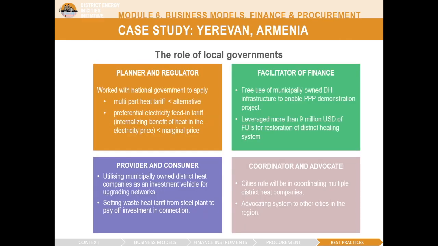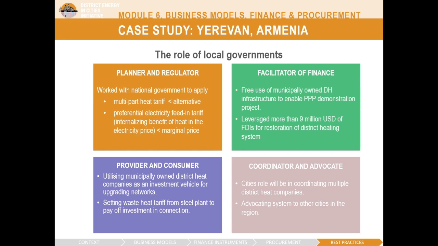Role of local government. In order to reduce commercial risk so as to attract private sector involvement, the local government, as planner and regulator, worked with the national government to allow regulatory changes to electricity and heat tariffs. It set the heat tariff below the cost of heat from individual gas boilers, thus ensuring a high rate of connection to the improved district heating network. This change was effectively subsidized by providing higher electricity price to the CHP by feed-in tariffs.